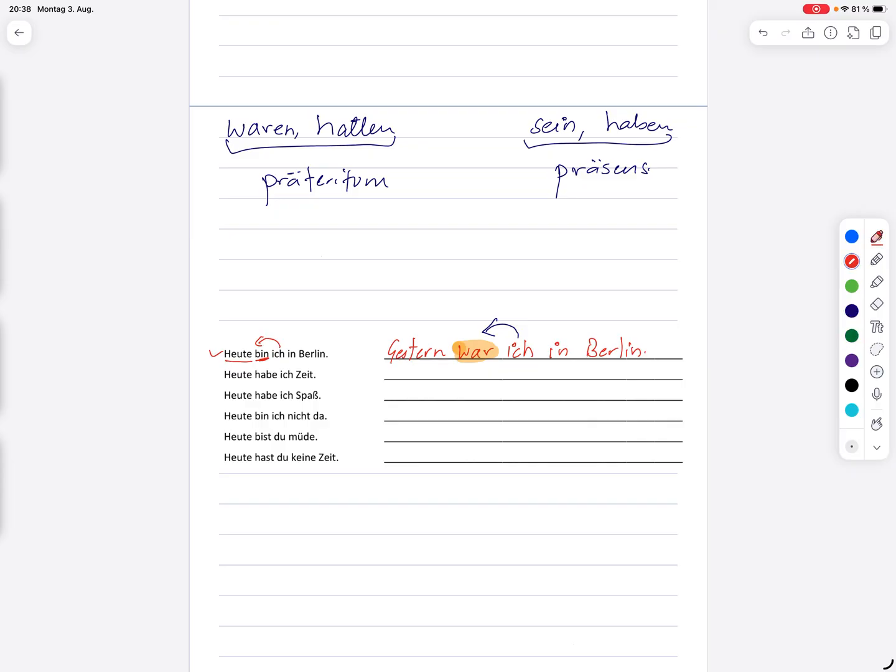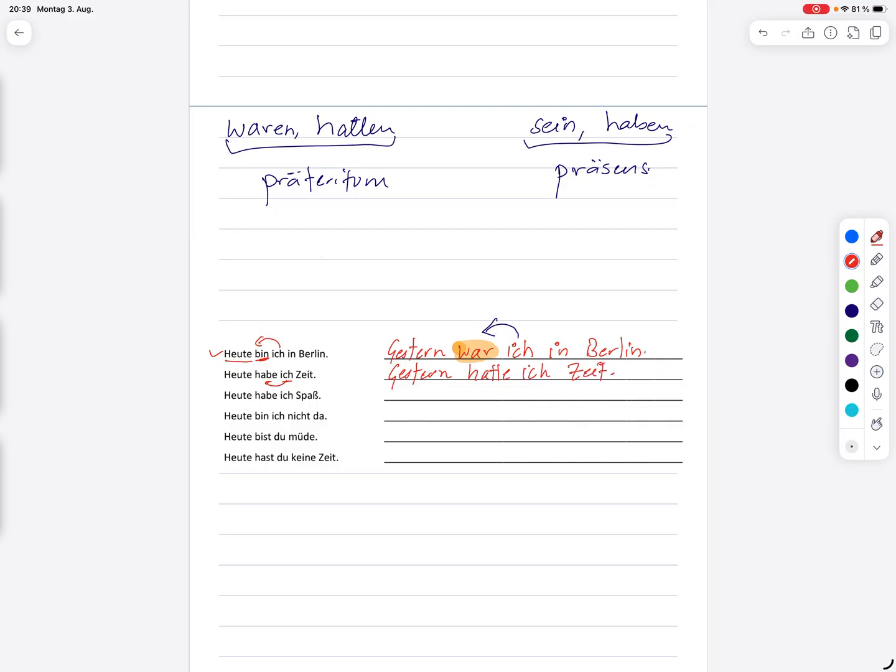So now let's look at the other sentence. "Heute habe ich Zeit." Today I have time. Now we will say it in past tense, so we will say gestern. Then haben: this is haben, so the past is hatten, and then we will conjugate hatten with respect to ich. We have to conjugate here. So for ich we have hatte. In the past form, "Hatte ich Zeit." Yesterday I had time.